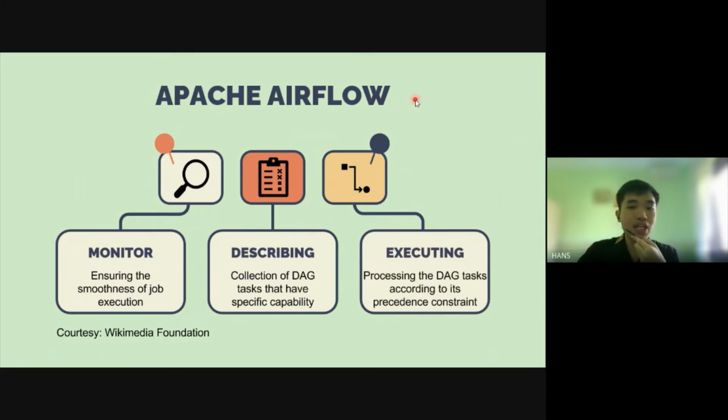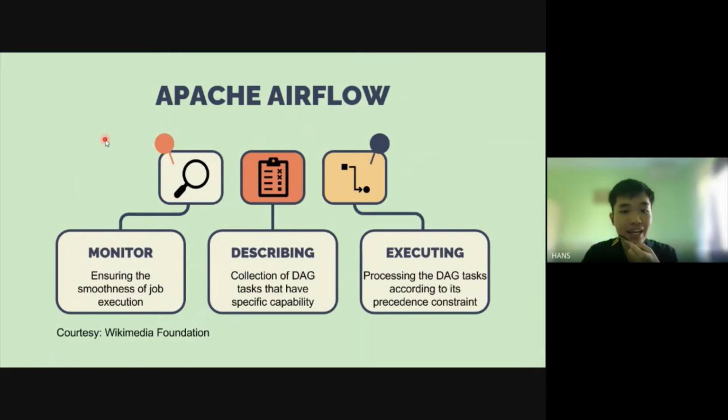Therefore, by using Apache Airflow, the workers do not need to run the data mart update manually, and instead Apache Airflow will do it for them. As a monitoring tool, Apache Airflow can be used to ensure the smoothness of job execution because the workers can easily see which jobs were successfully executed and which were not. And as a describing tool, Apache Airflow has a lot of jobs or tasks with specific capabilities for running the job itself.